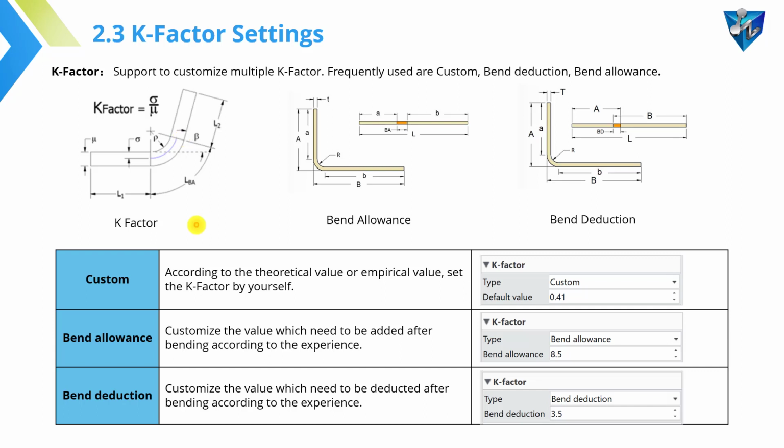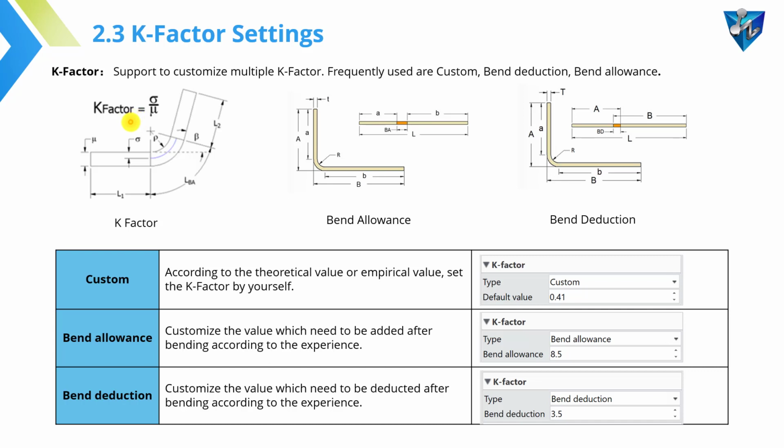In this case, the length after unfolding can be simply calculated as the sum of the straight length and the length of the neutral section, which is the arc. But how do we find the neutral section? This is where we need to introduce the concept of key factor. It stands for the ratio of the neutral thickness to total thickness, and it's affected by multiple factors like material, thickness, bend radius, and bend angle.